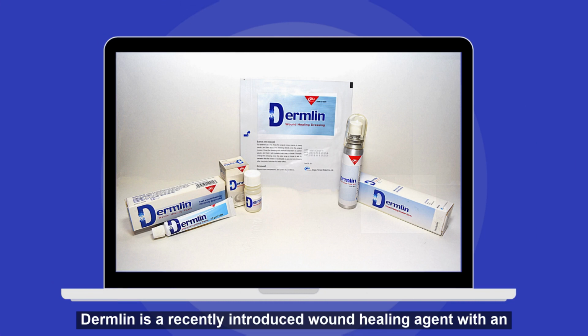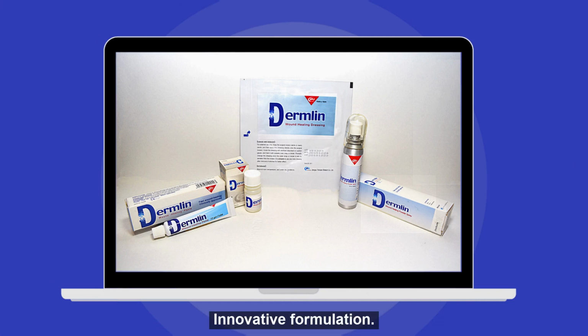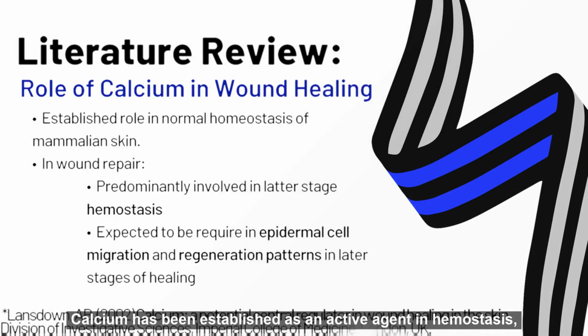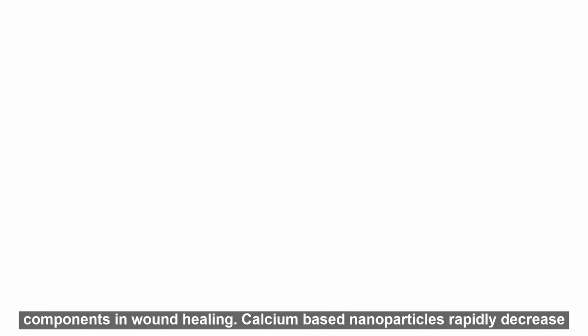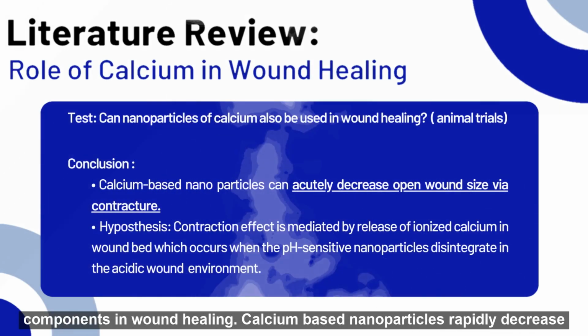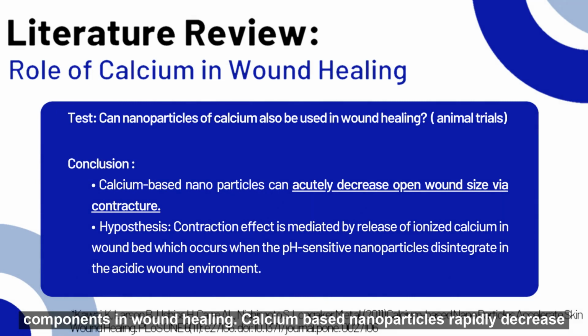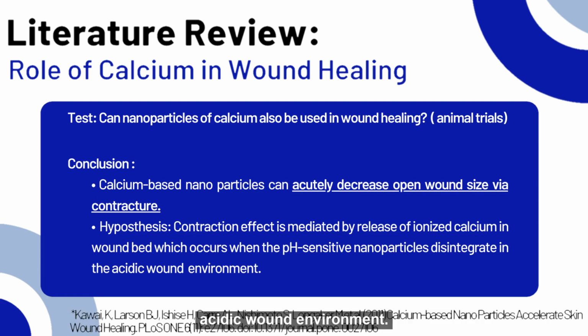Dermlin is a recently introduced wound healing agent with an innovative formulation. Calcium has been established as an active agent in hemostasis, epidermal cell migration, and regeneration, which are important components in wound healing. Calcium-based nanoparticles rapidly decrease open wound size by contracture mediated by release of ionized calcium upon disintegration of pH-sensitive calcium nanoparticles in the acidic wound environment.